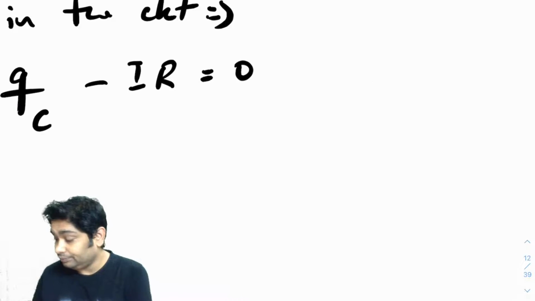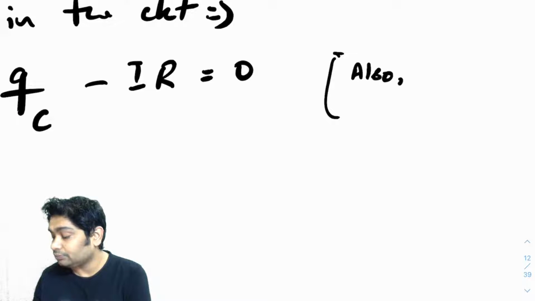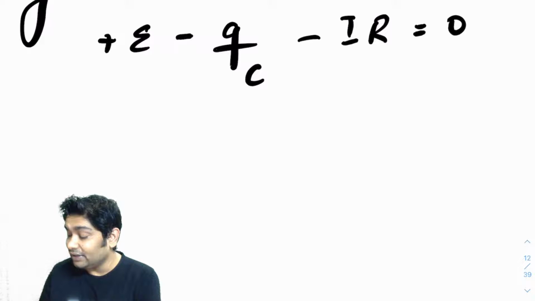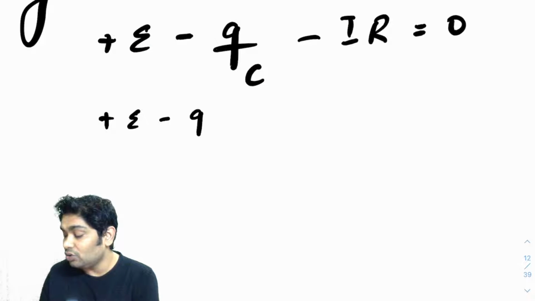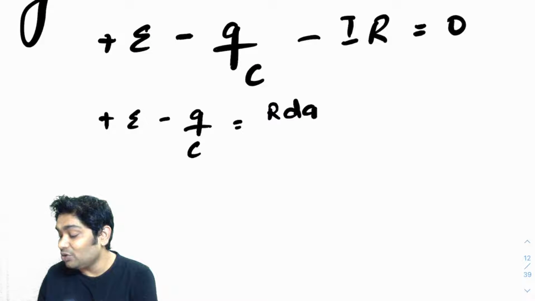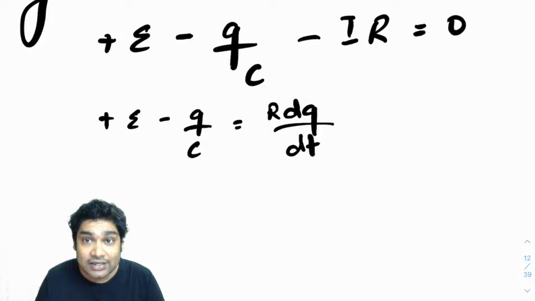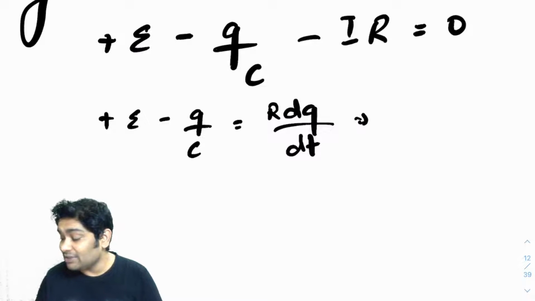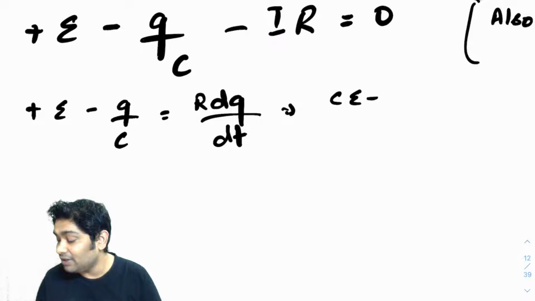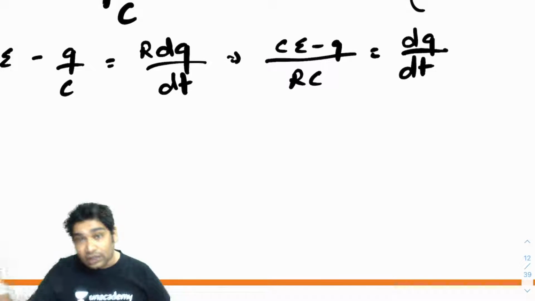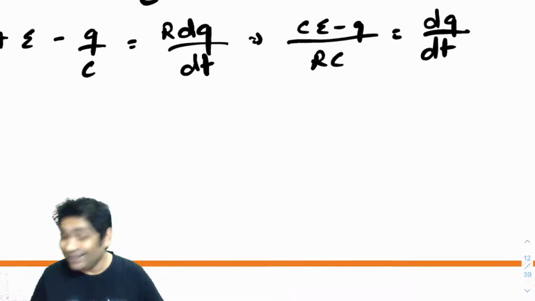So now I will use that. I can be written as dq over dt. Let's substitute that in our equation. When I put that here, I will get plus E minus Q over C equal to R times dq over dt. So I am getting a differential equation where on one side I have quantities of charge and on the other side I have dq by dt. Let's simplify this a bit: I can write CE minus Q over RC equals dq over dt. Now all I need to do is integrate this expression. I will get all the q terms on one side and every other thing on the other side.